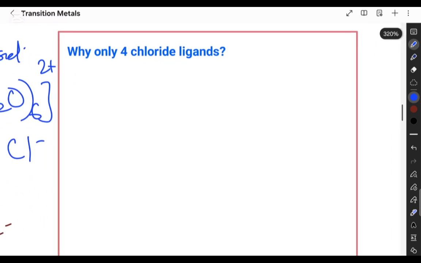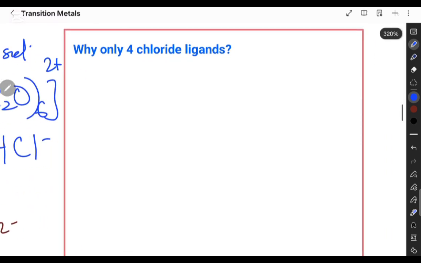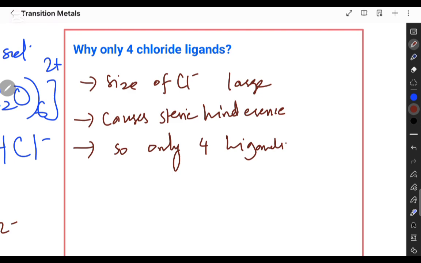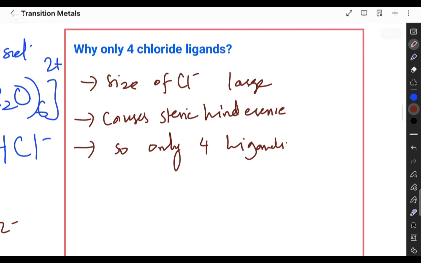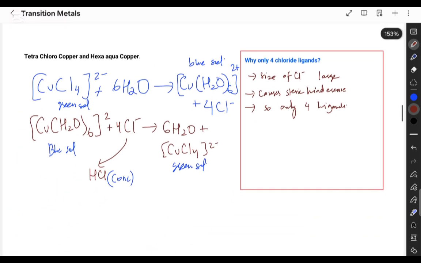Well, that's a past paper question, and that has to do with the size of the chloride. Chloride ions are very large, and they cause steric hindrance, which is basically if you take copper and we try to fit in 6 chloride ligands, they'll just repel too much, and that's what steric hindrance is. So only 4 chloride ligands will attack, right? So that's all for this part.